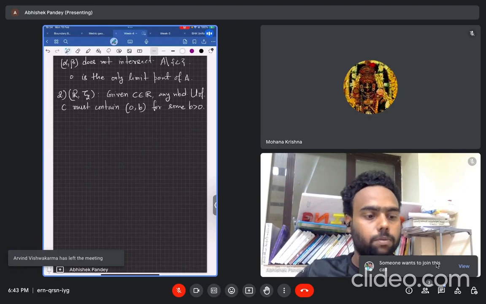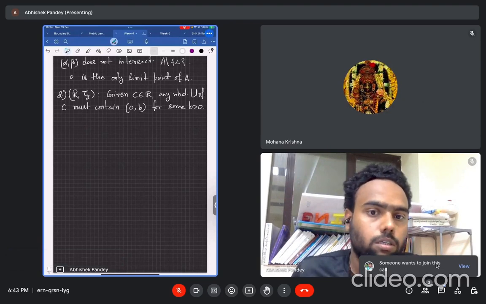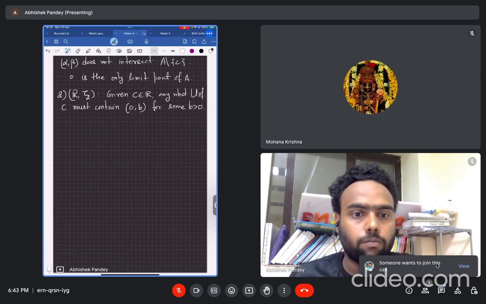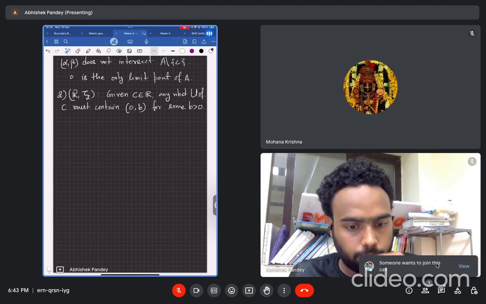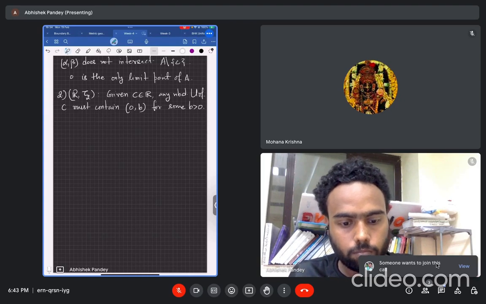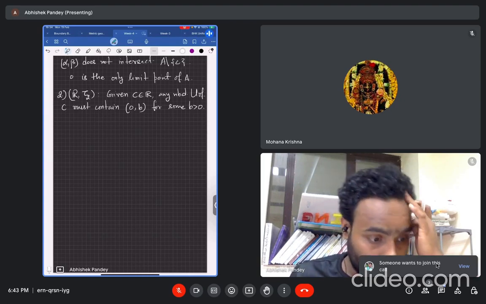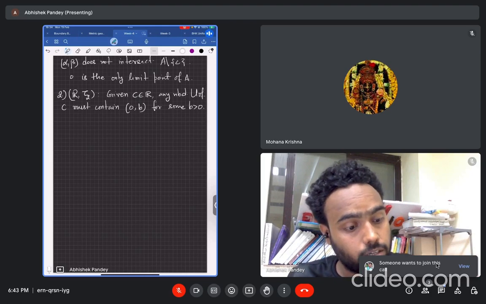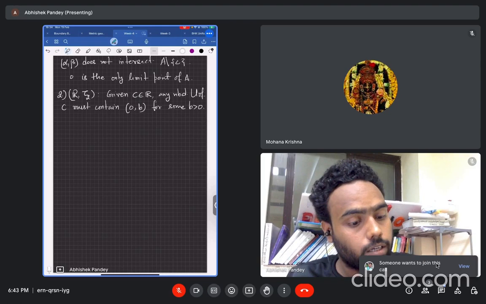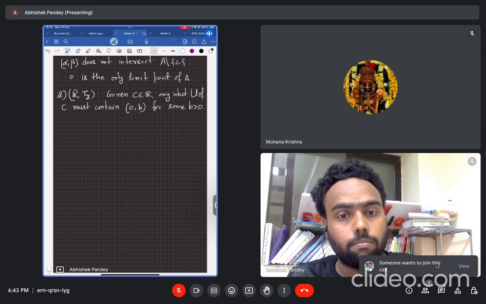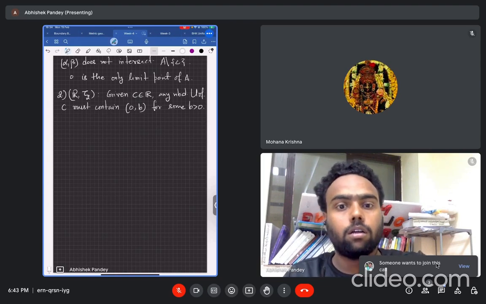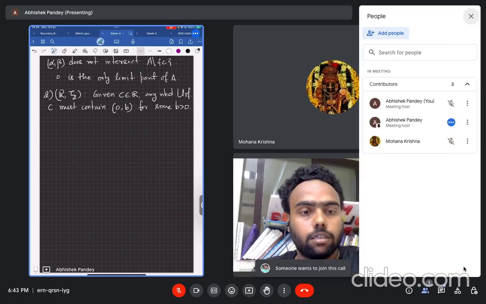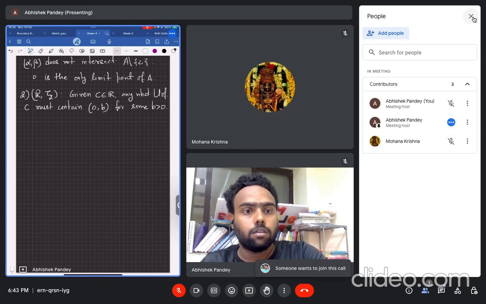Open sets in the finite complement topology means all those sets whose complement is finite. Okay. So now if it contains C, then it has to contain (0, b) for some b greater than 0, isn't it? Mohan, is it clear?